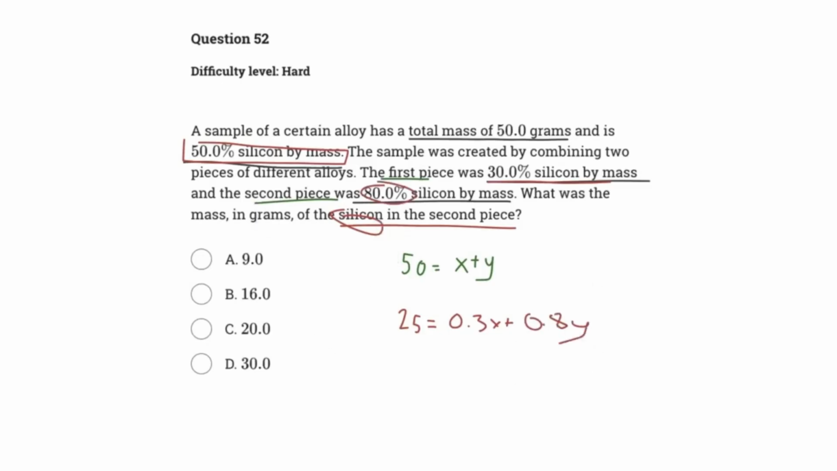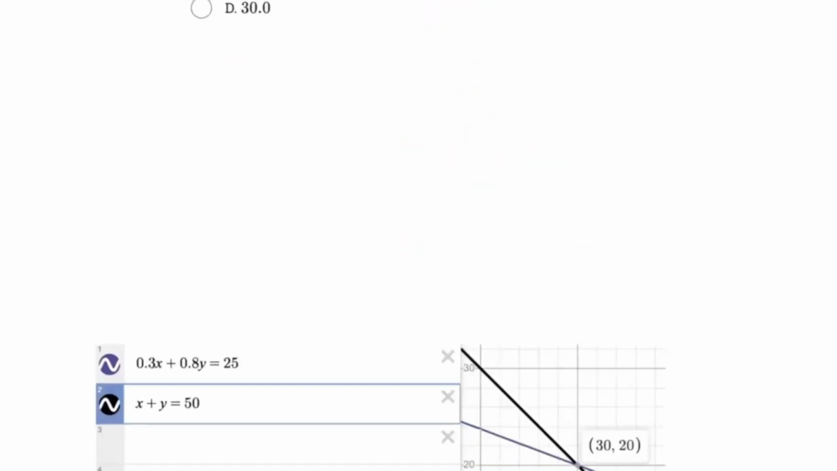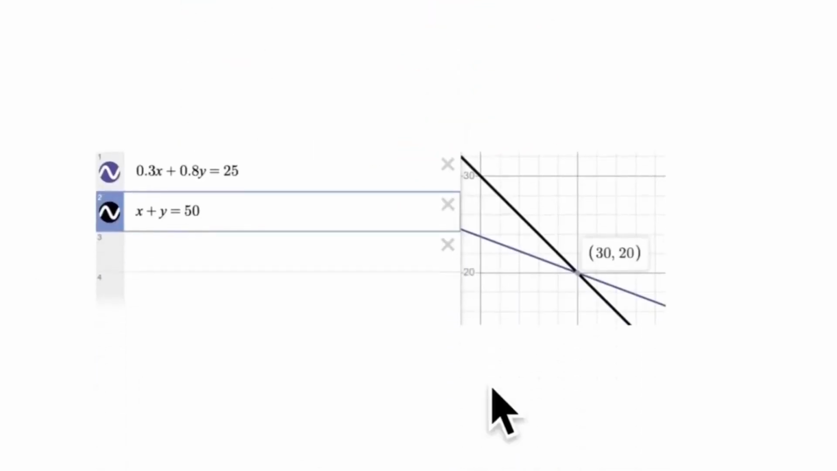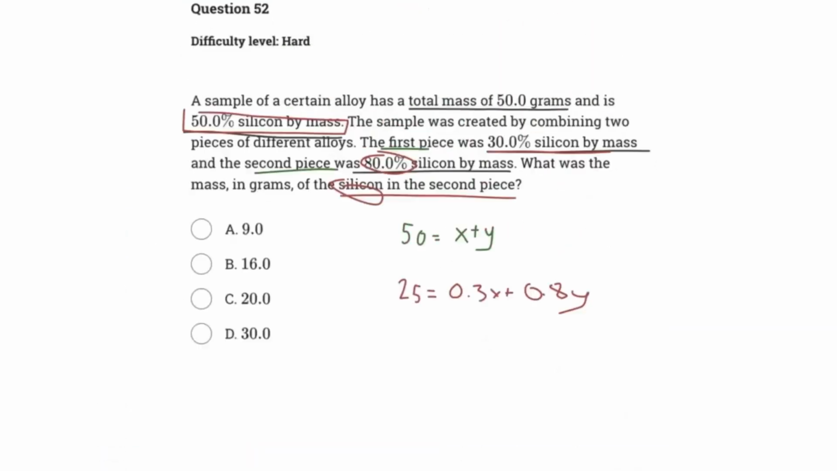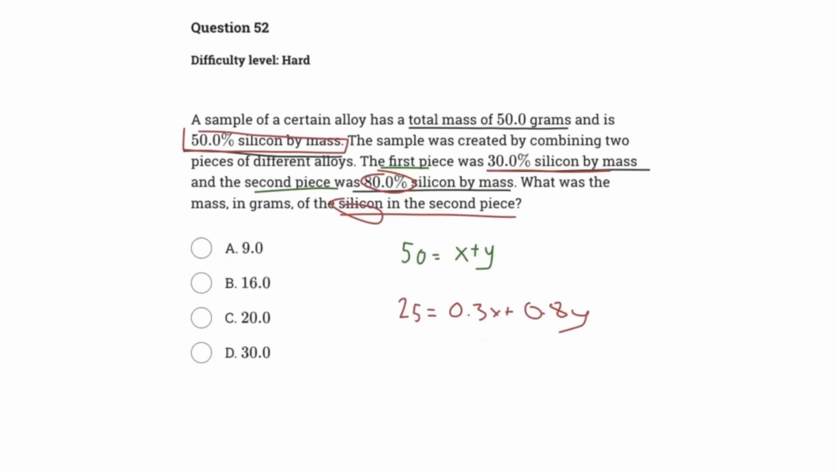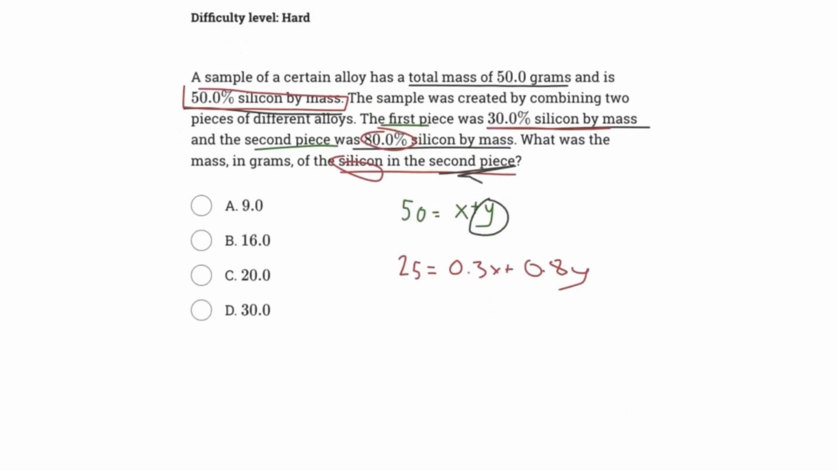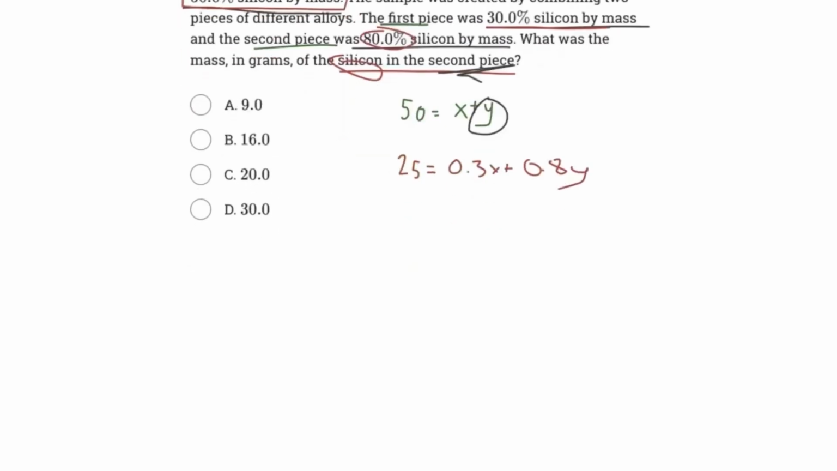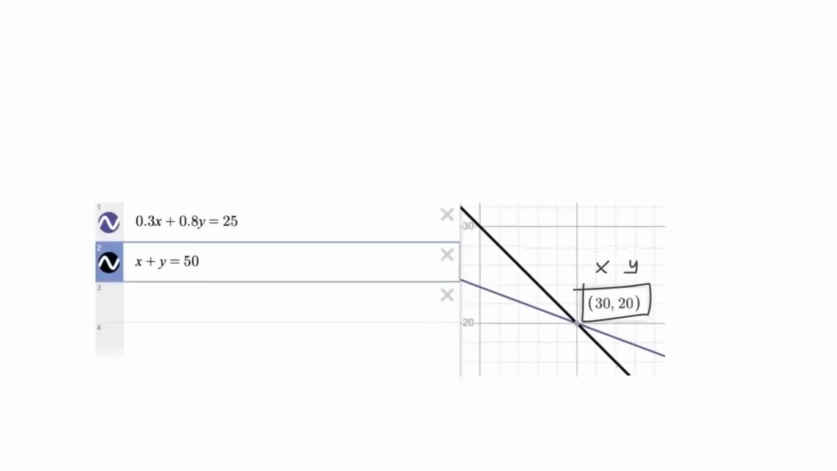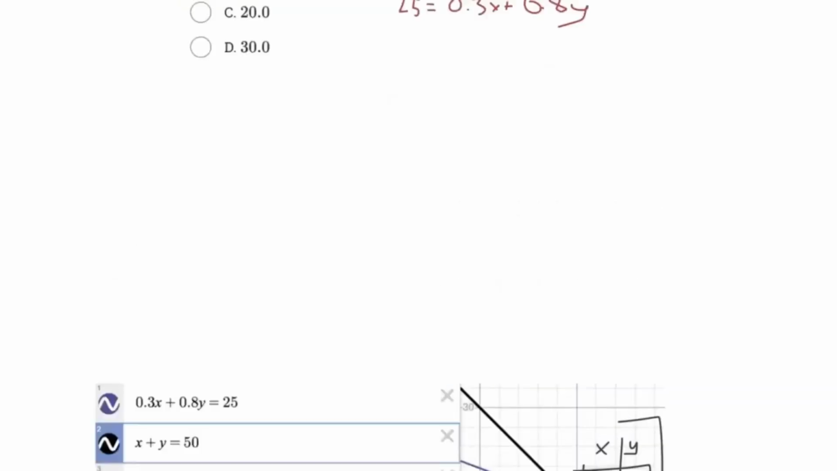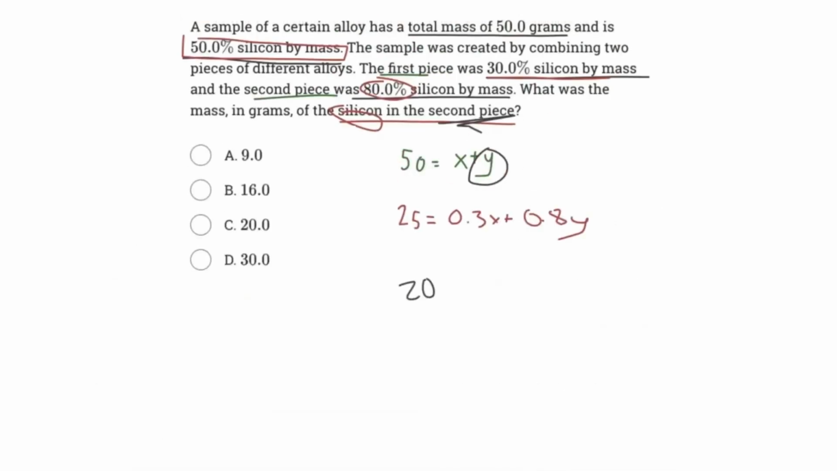All right, so now that we've got these two systems of equations, we go over to Desmos and plug it in. So we can see, guys, we plugged it in here and we find the intersection. So this is our corresponding x and y values. It says what was the mass in grams of the silicon in the second piece. Remember, we labeled y as the second piece, the total mass of the second piece. And so the total mass of the second piece here is, you can see, 20. So 20 grams is the total mass.